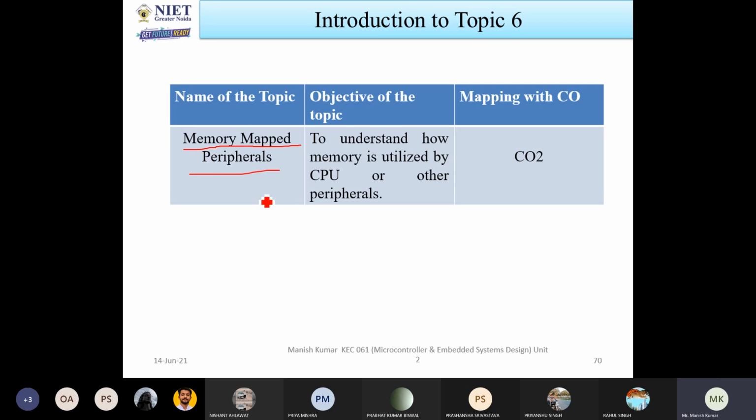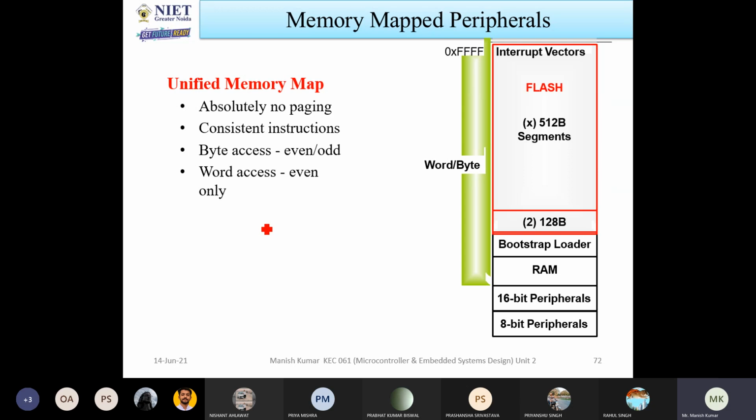Whenever you are interfacing with any input output devices, you need a port address. That port address will be defined by the memory itself. So let us discuss which types of memory are available and how you can categorize them. Now you can see this is the memory. In the memory there are parts like flash memory, bootstrap loader, RAM, 16-bit peripherals and 8-bit peripherals. These are different sectors of memory which help to communicate with the devices.